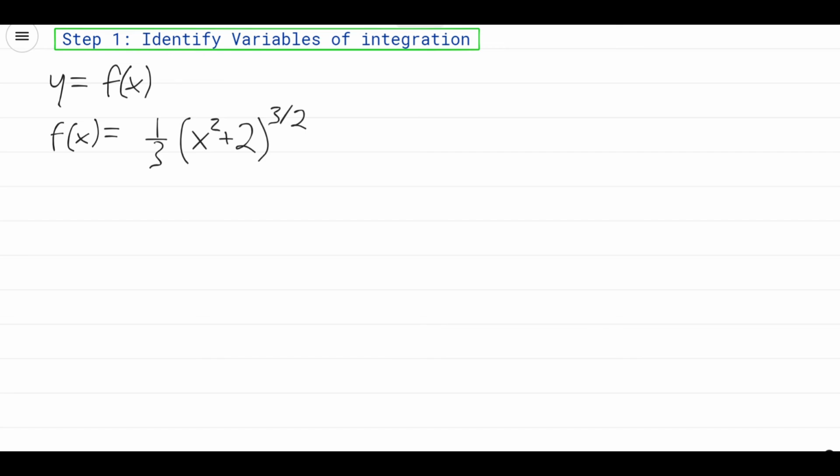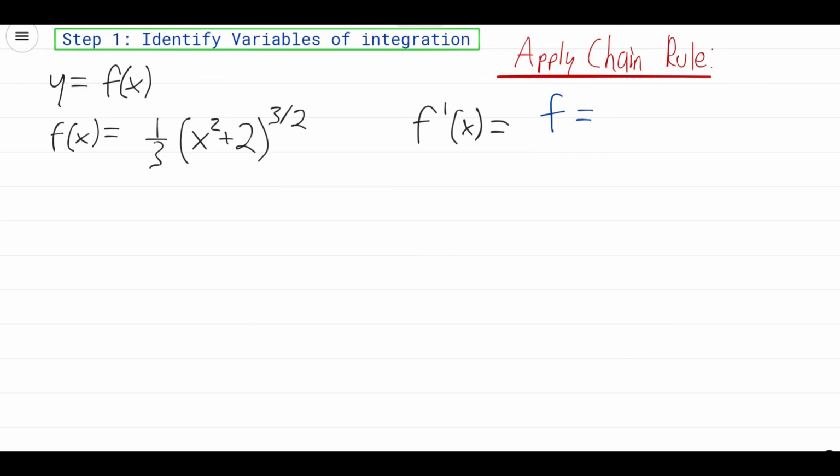So we have to take the derivative of this. How do we go about this? Well, let's apply the chain rule. I think it's the easiest way to do this one. So f prime x. If you don't know how to do the chain rule, I do have a video on that and I highly recommend you watch it.